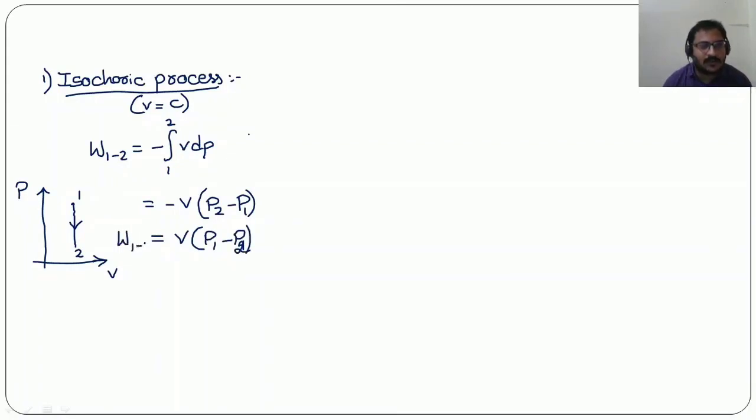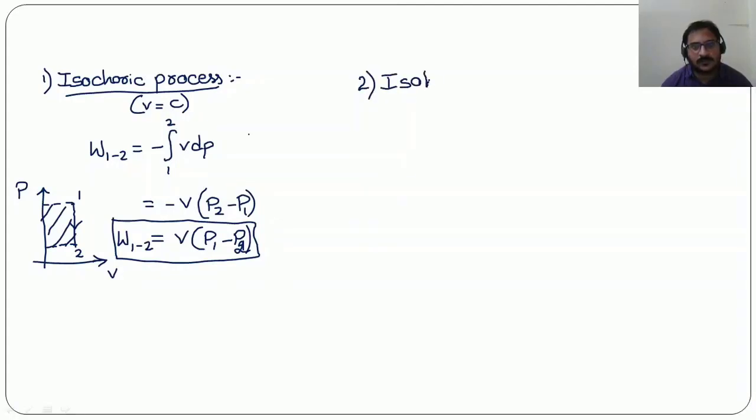That is the formula for work done during isochoric process or constant volume process. So this area under PV diagram is giving us the work done in isochoric process. Now let us go for the second process, that is isobaric process.